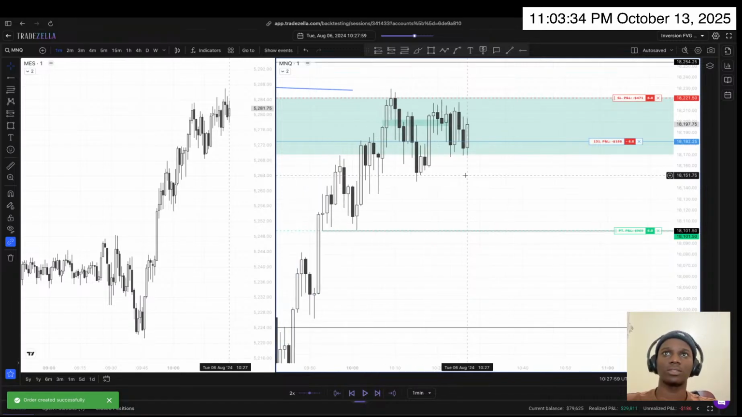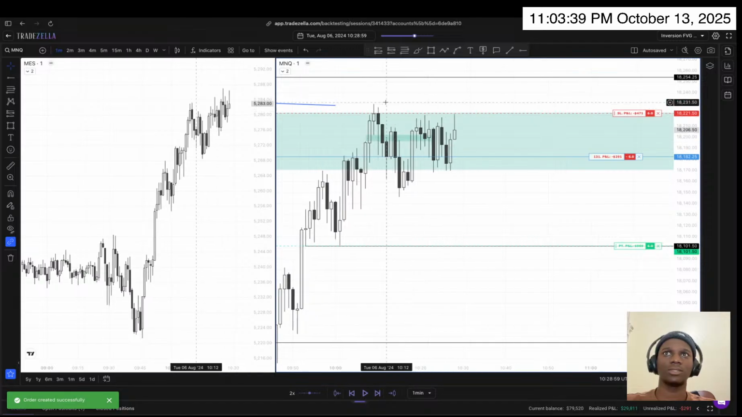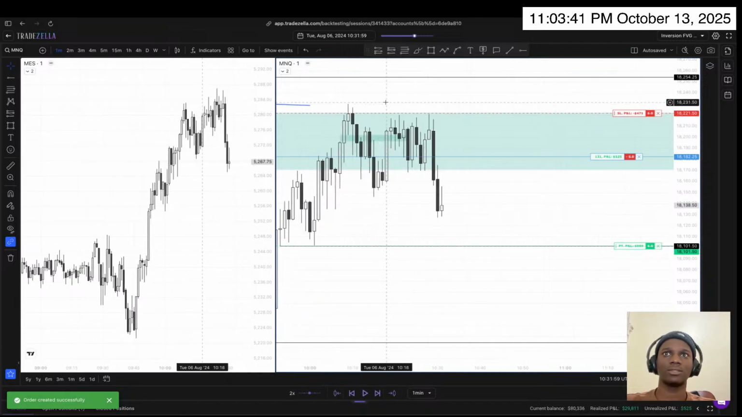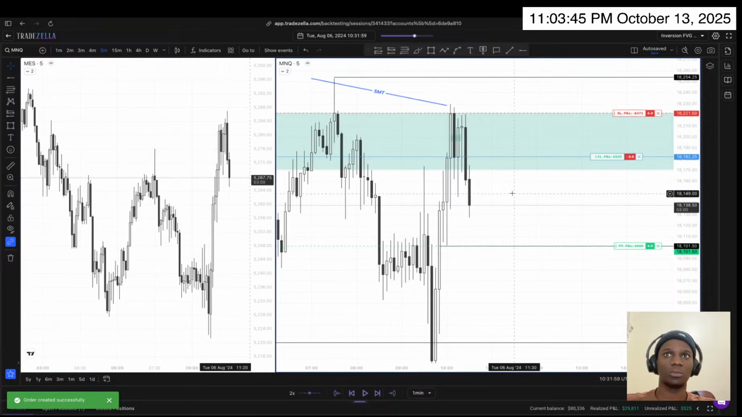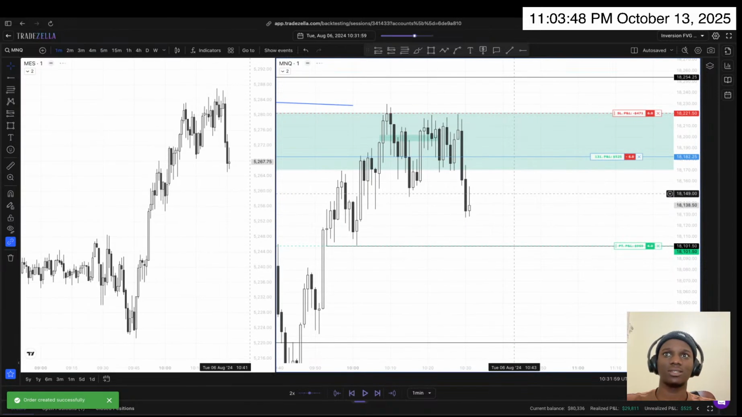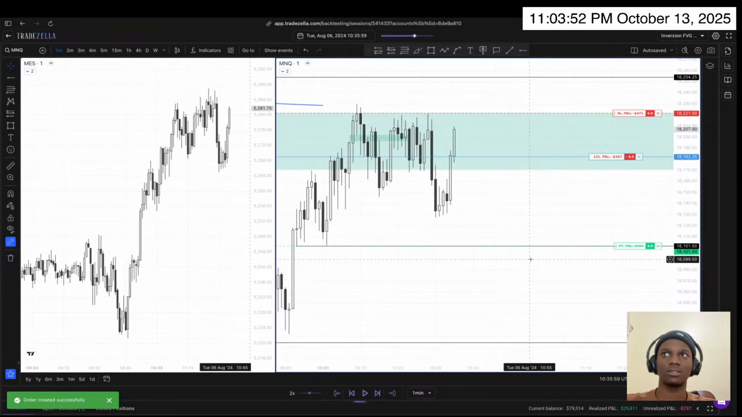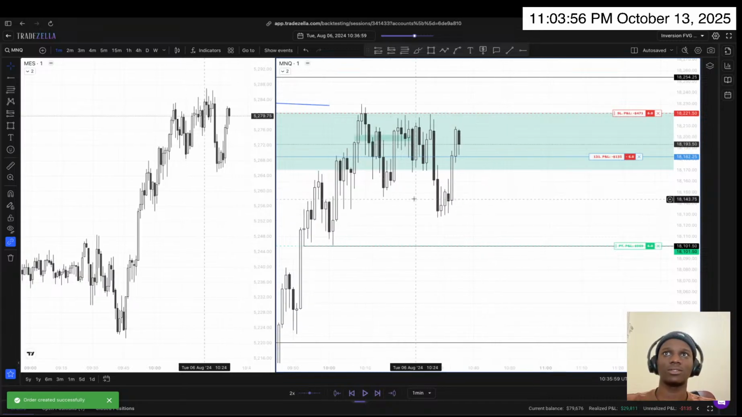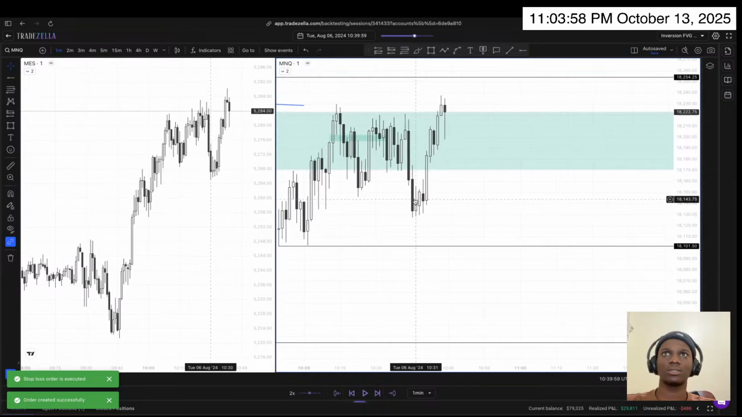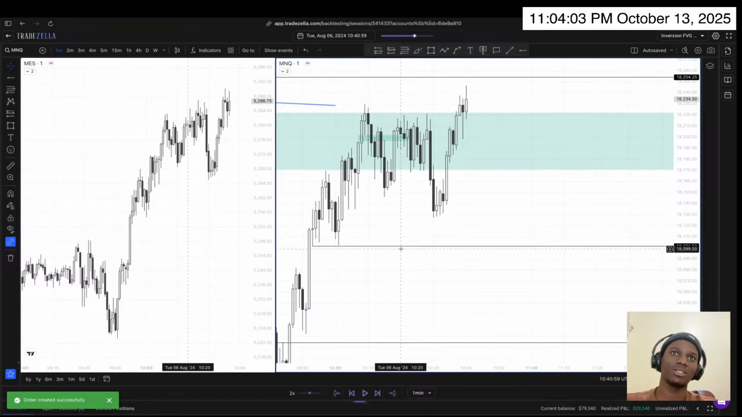Hate how it's consolidating around my entries. So you also have an SMT, I'm just gonna hold it. 5 minute. Whoa, that's insane. I think I would close it, but there is no SMT, so stop losses close. Yeah, it gets stopped out. I mean, would have been a good trade if we hit this relatively close though.